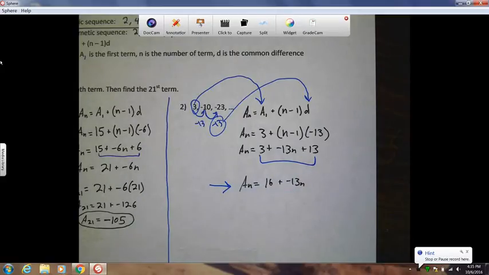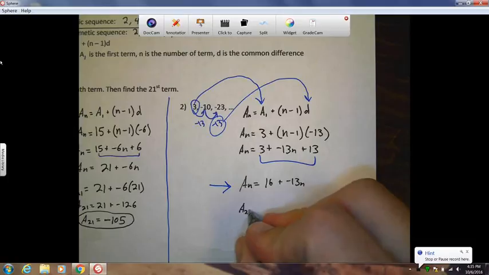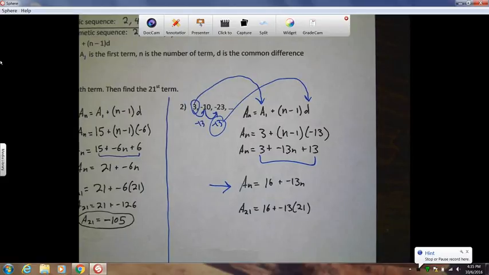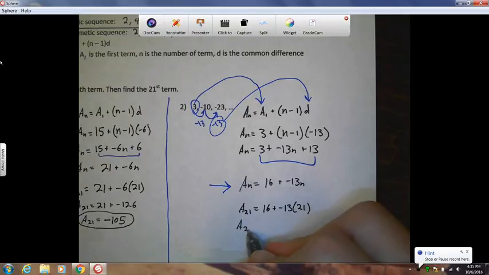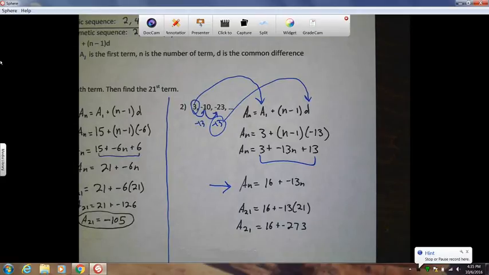Now, I want to find the 21st term, so I take my formula, make sure I put it in parentheses because I'm going to multiply, and then solve. So notice how I work it. Go back and rewatch this if you need to. Make sure to take the Edmodo quiz, memorize the formula, memorize the parts.